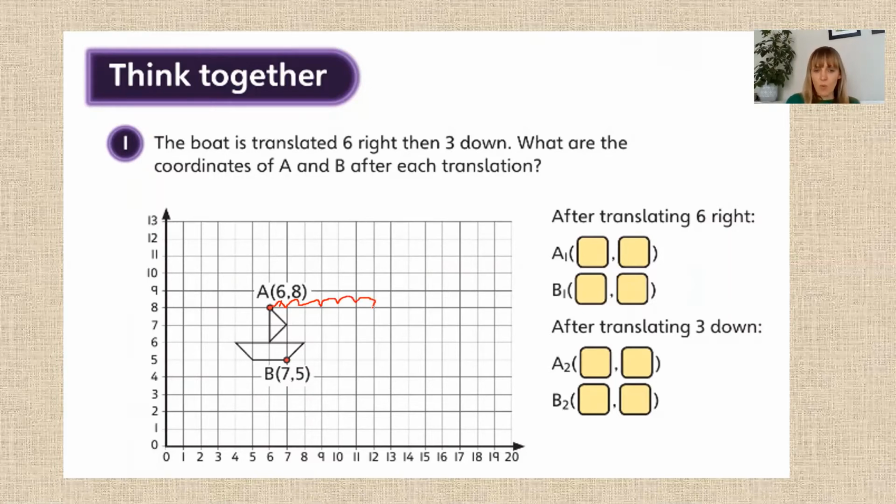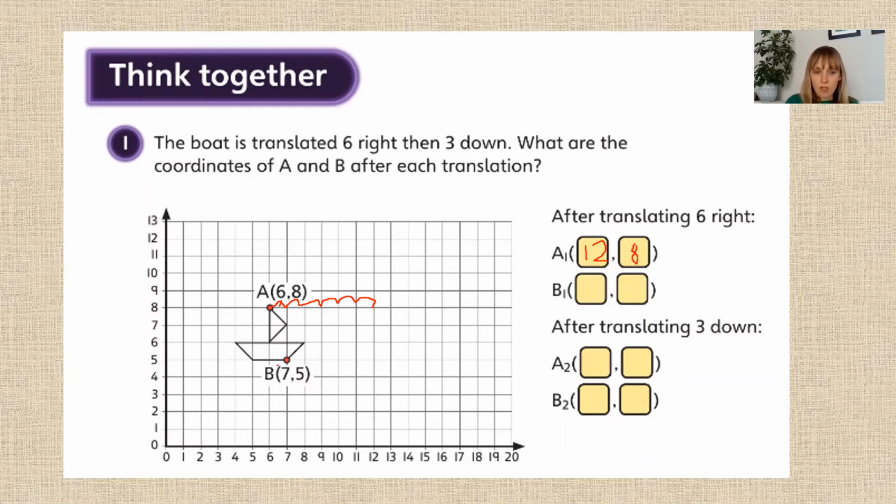Now, where's it jumped to? It hasn't changed in height here, has it? Because it's only gone across. And let's have a look. If we go down to our grid along our x-axis, it's gone to 12, hasn't it? So after translating 6 right, A is at 12 and it's still at 8 because, like we just said, it hasn't gone up or down yet.